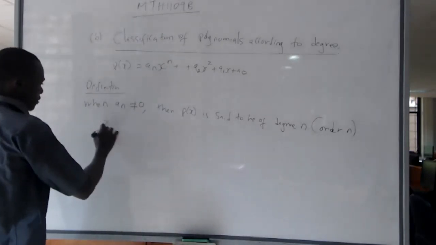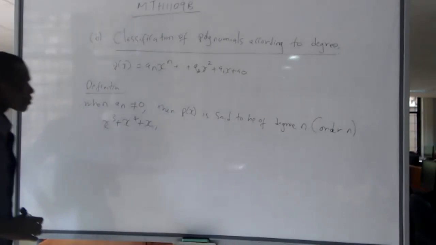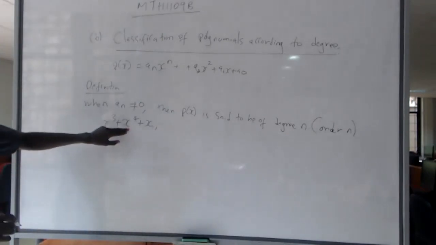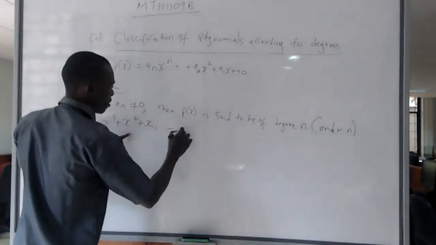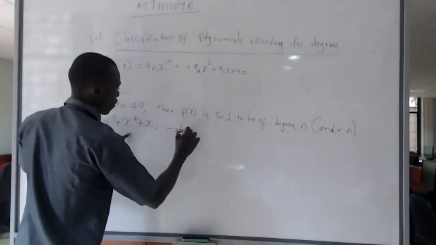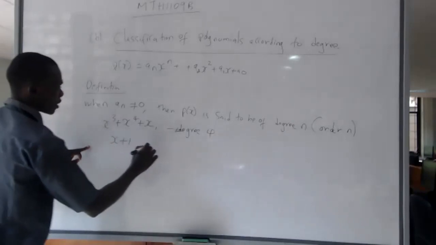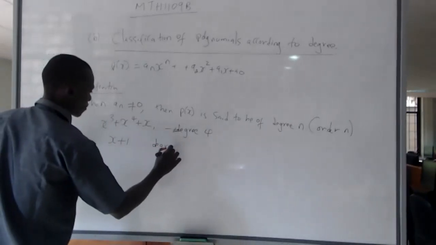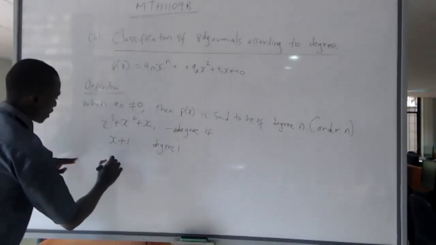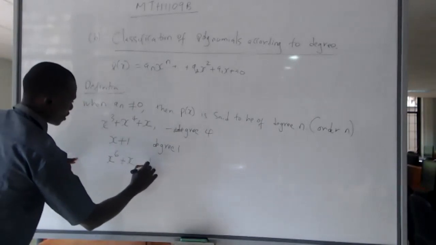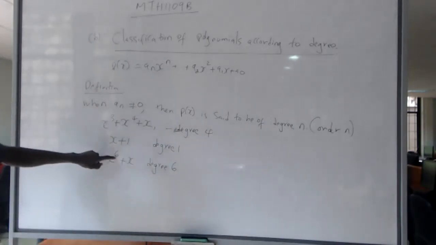The examples that we looked at: x cubed plus x to the 4 plus x. In this case, the term that has the highest exponent is 4. So this is a fourth order polynomial. This is of degree 4. An expression like x plus 1 is of degree 1, because the highest exponent is 1. An expression like x to the 6 plus x is of degree 6, because the highest exponent is 6.